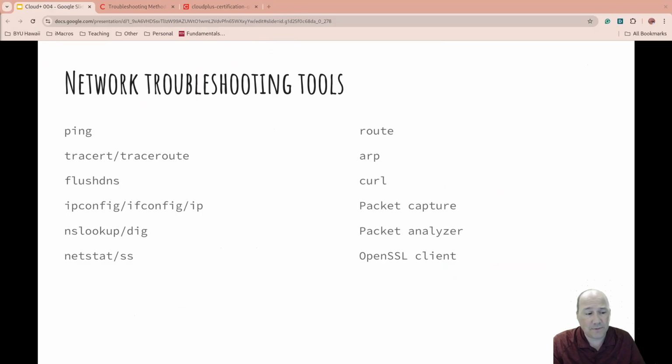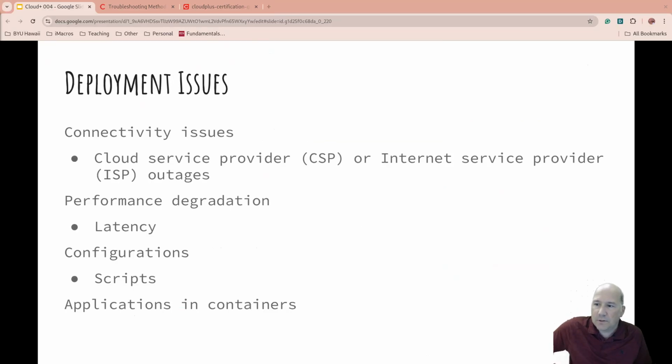But also being able to encrypt things. So OpenSSL can create your certificate, your keys. It can do all sorts of cool things. So that package. So deployment issues. So making sure that your cloud service provider or internet service provider doesn't have an outage. Identifying your performance degradation. Is it latency? Where's it at? Configuration, understanding, making sure your scripts are good, and that your applications in containers, are they easy to move?